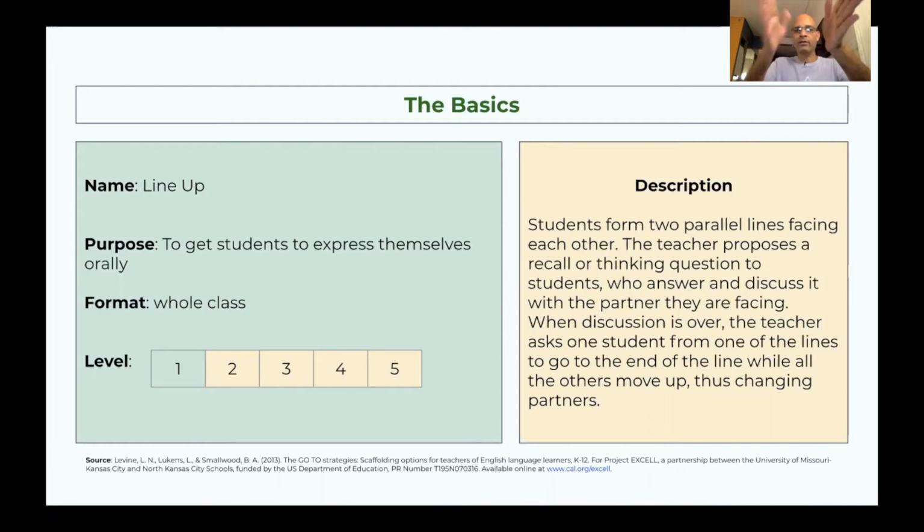So one line here, one line here. When the students are facing their partner, the teacher can participate too if one student is missing a partner, or you can have two students go together and they have one partner, whatever you choose. When you ask the first question, all students interact. Then from one of the lines, you ask one of the students at one end to go all the way around to the other end. Everybody moves up, which means that students will change partners.